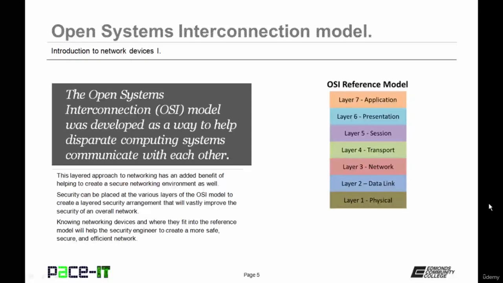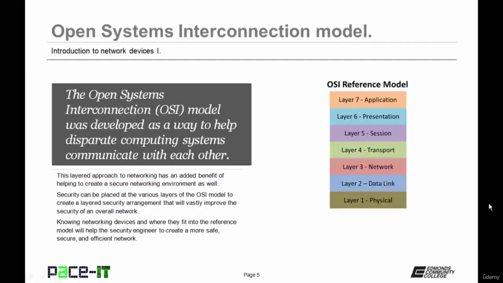The Open Systems Interconnection model, or the OSI model, was developed as a way to help disparate computing systems communicate with each other. It created a layered approach, a 7-layer approach to networking. This layered approach not only allows those disparate systems to communicate with each other, but it has the added benefit of helping to create a secure networking environment as well.